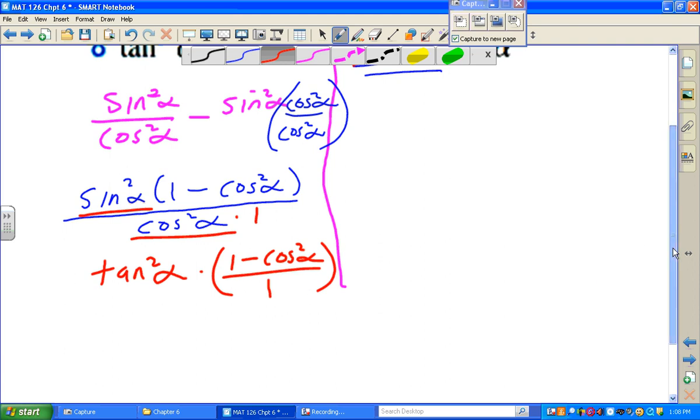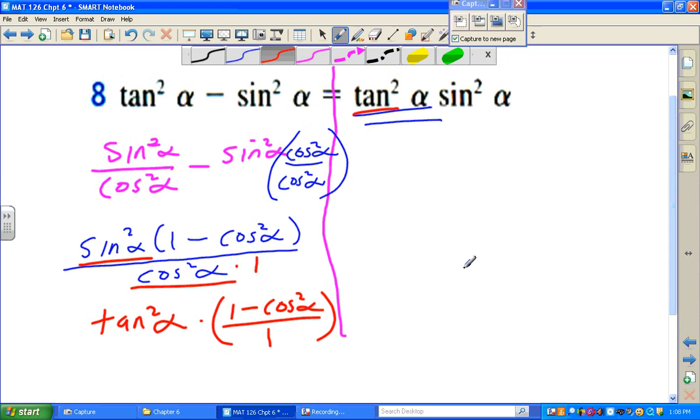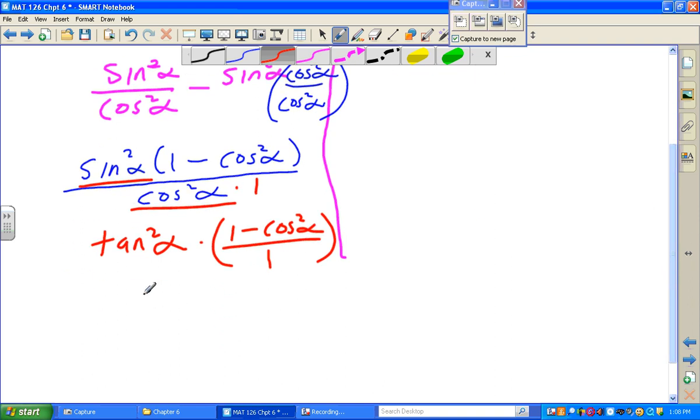Huh? Yeah. Wait, what? 1 minus cosine. I was listening. And what's 1 minus cosine squared equal? Nice. Oh, yay. Oh, I got that. Well, on your own or with help?